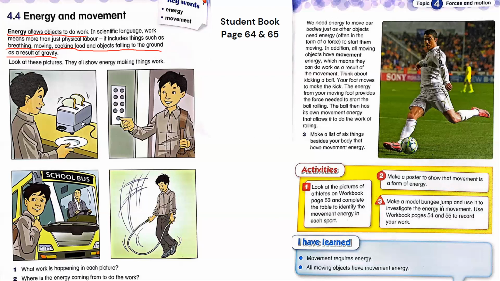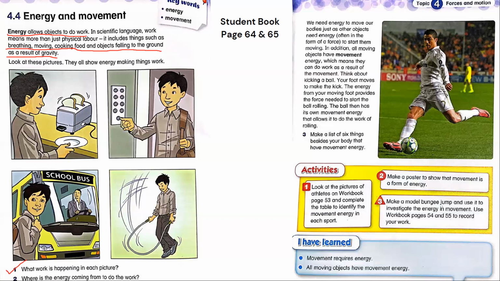So let's try answering this question. Look at these pictures, they all show energy making things work. What work is happening in each picture? Let's see. Number one, what can you see? Making breakfast by toasting two pieces of bread.